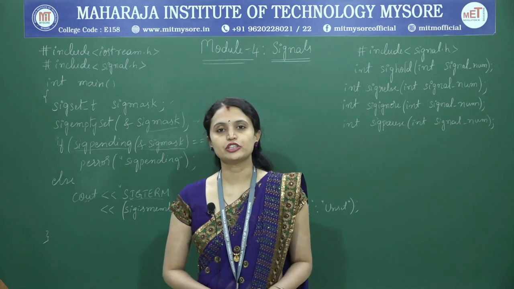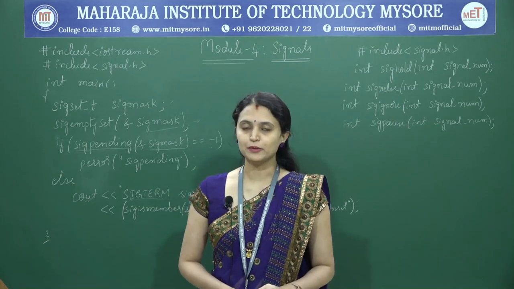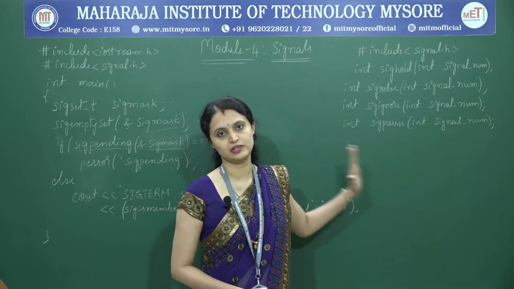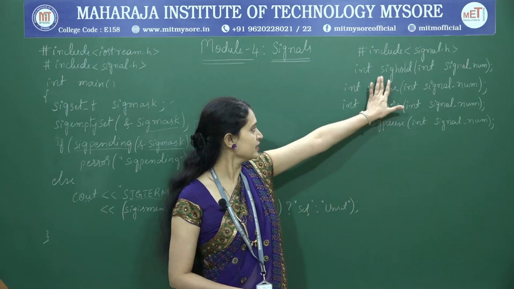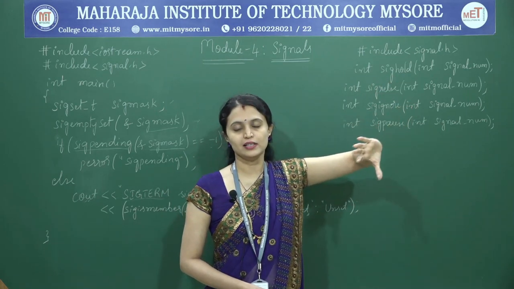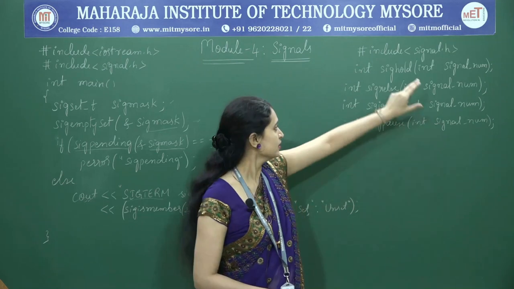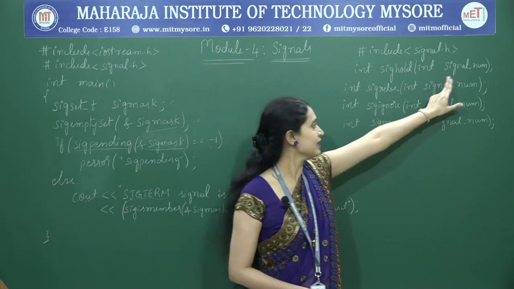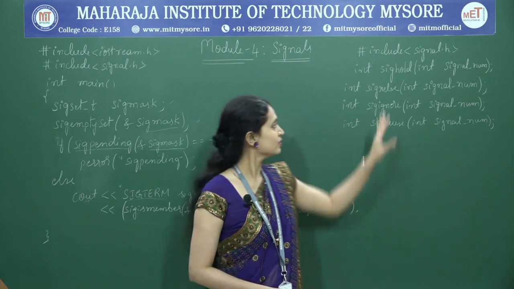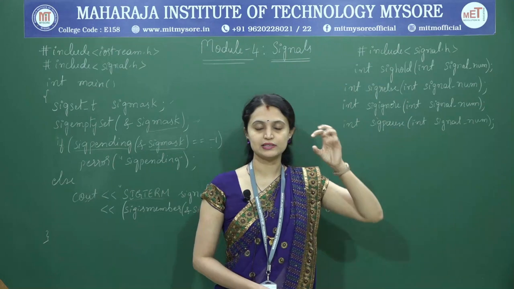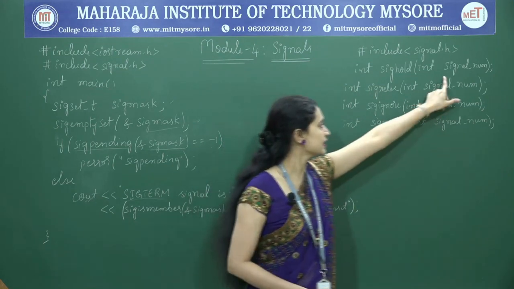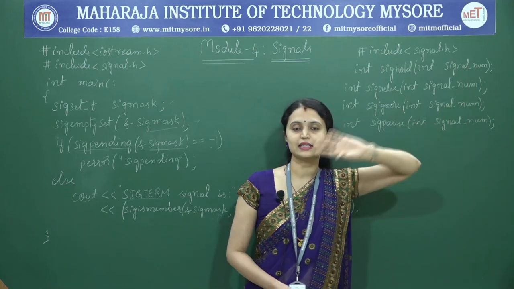The Unix system version 3 and version 4 supports some more APIs, and I have listed those APIs here. First API, SIGSET. This API will set the signal named by signal_num to the signal mask. It will set the particular signal that is identified by signal_num to the signal mask.